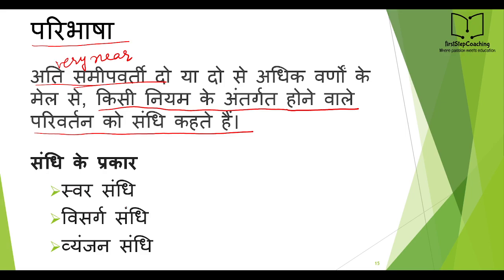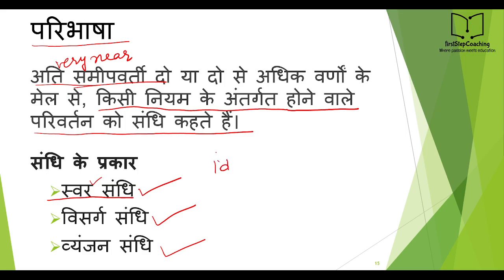So what are those three types of sandhi? First one is swar sandhi, second one is going to be visarg sandhi, and third one is going to be vyanjan sandhi. Let's discuss them in brief. So what is swar sandhi? We know that sandhi is something where changes are going to happen. So swar sandhi is the sandhi when one swar is going to meet another swar. Then the change is happening.